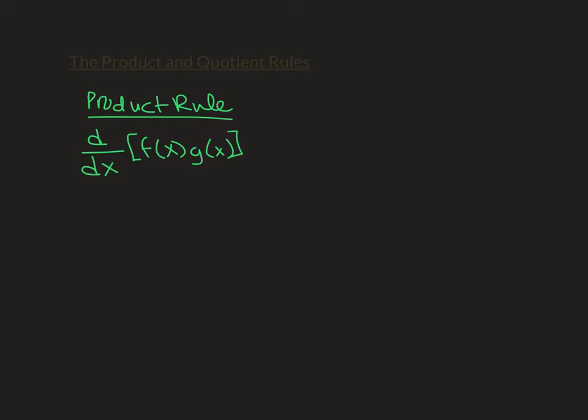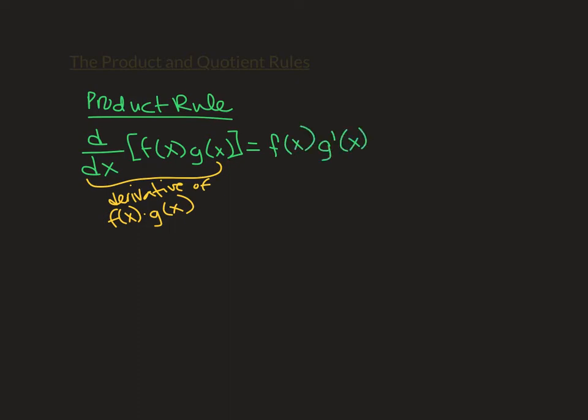So the product rule, you can see this right here means the derivative of f times g, by the way. That's what that d dx is, that's the derivative. It's a new notation, but it's really, really useful when you are working with things like this. So the derivative of f times g is going to be equal to your first function f times the derivative of your second function g plus your second function g times the derivative of your first function f.